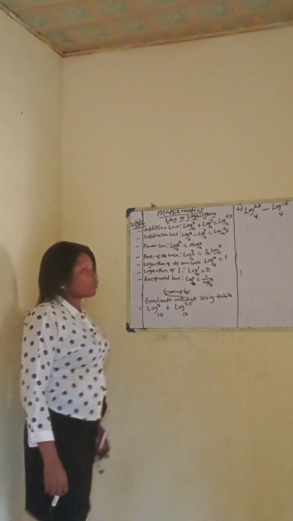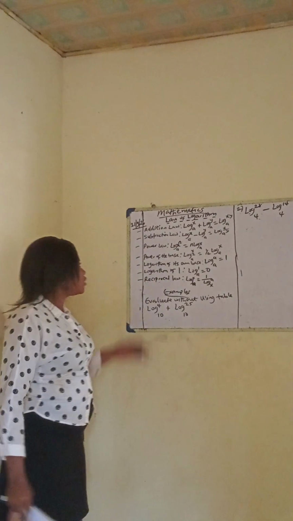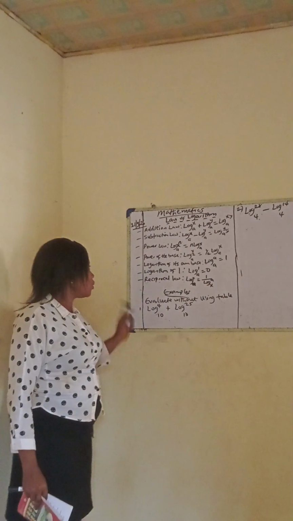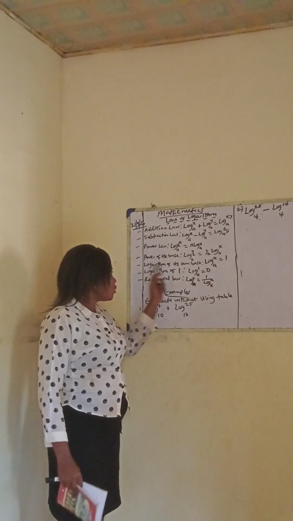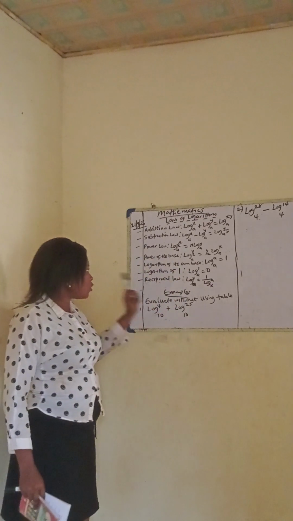To look at the laws of logarithm. We have different laws of logarithm. We have the addition law, the subtraction law, the power law, the power of the base, the logarithm of its own base, the logarithm of 1, and the reciprocal law.